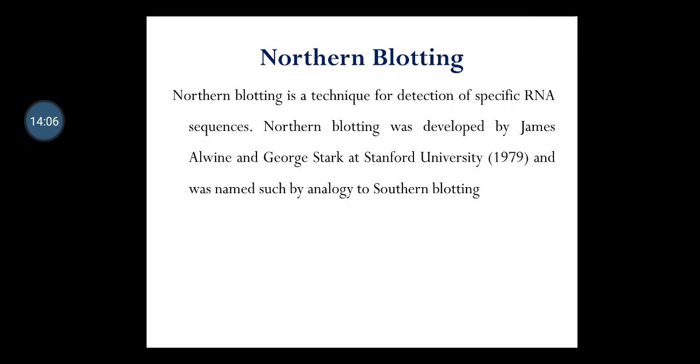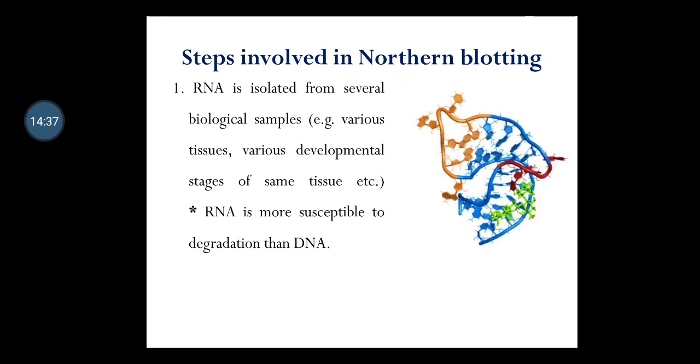Next one is the northern blotting technique. Basically, Alwine and his team in about 1979 devised a technique in which the RNA bands are blot transferred from the gel onto chemically reactive paper. This is analogous to the Southern blotting technique. Next, there are different steps involved in the northern blotting technique.